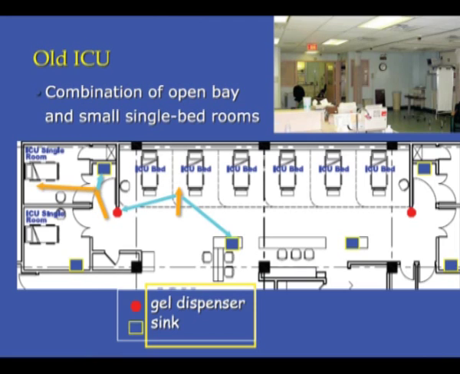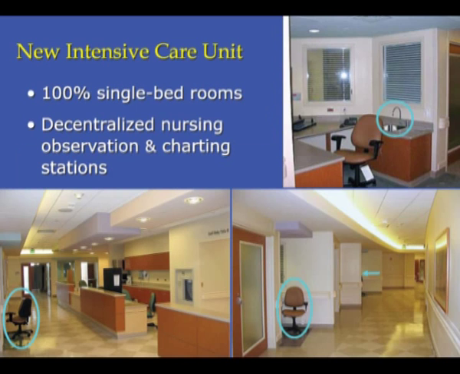Here's another study in which they looked at old and new ICU configurations, and they looked at the placement of the sinks and the placement of the gel dispensers. What I'm going to show you in a moment is how placing it either at the inside of the door, in the corner of the room, or next to the bed dramatically influenced the hand washing compliance of the clinicians.